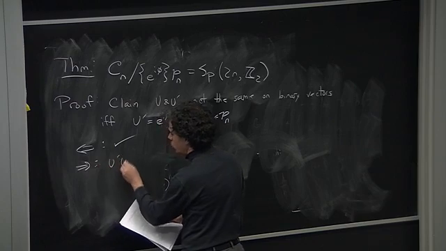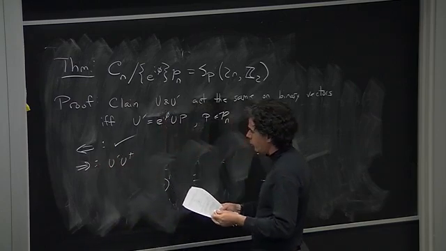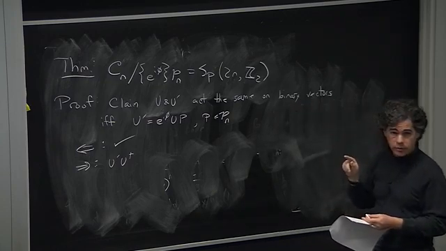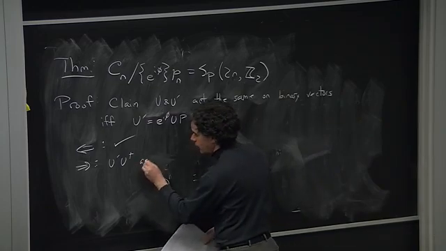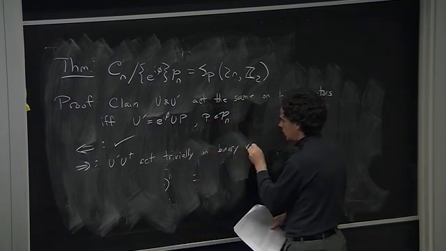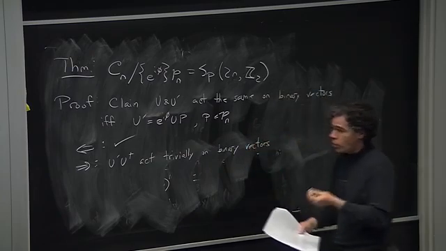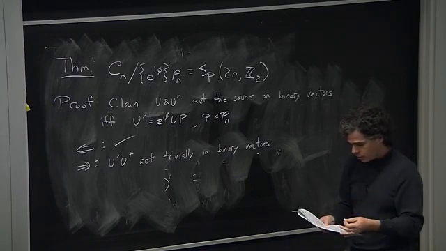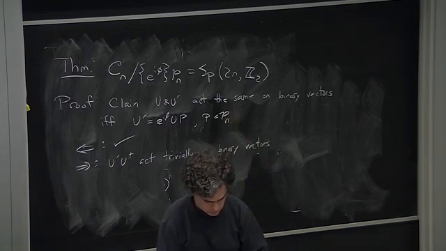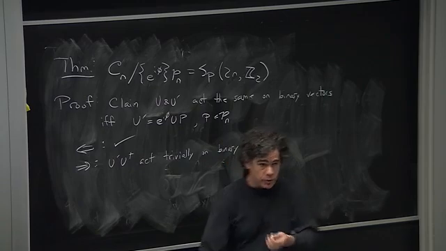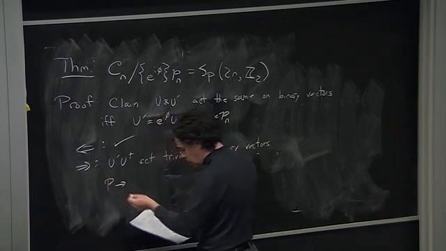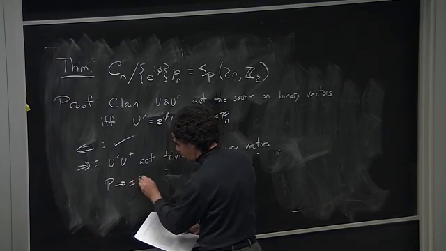So let's think about U prime U dagger. U and U prime act the same on the binary vectors. So U prime U dagger must act trivially on the binary vectors. And what I want to show is that it must be an element of the poly group up to global phase. So the thing is that acting trivially on binary vectors doesn't mean it actually acts trivially on the poly group, right? So in particular, it can take P to plus or minus P in general.